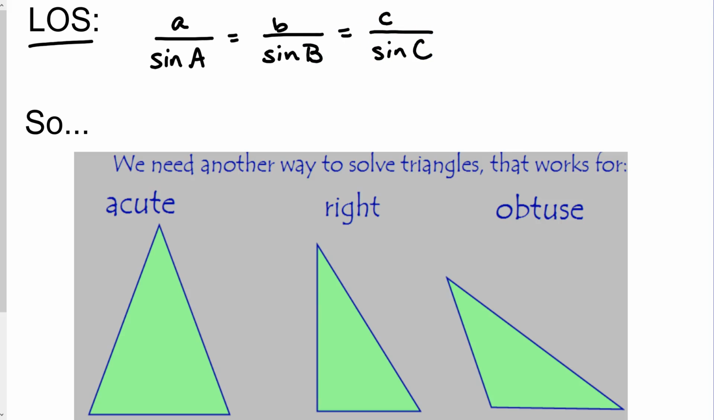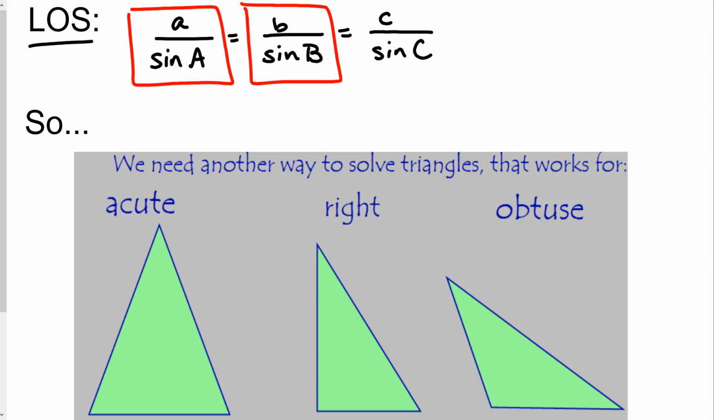So when you use it, you're going to use two of these three ratios. Let's imagine that you're using this one and this one. And so you're going to need three of the four unknowns. Maybe you have two sides and one angle, and you can solve for the missing angle, or some combination of three of those four things.